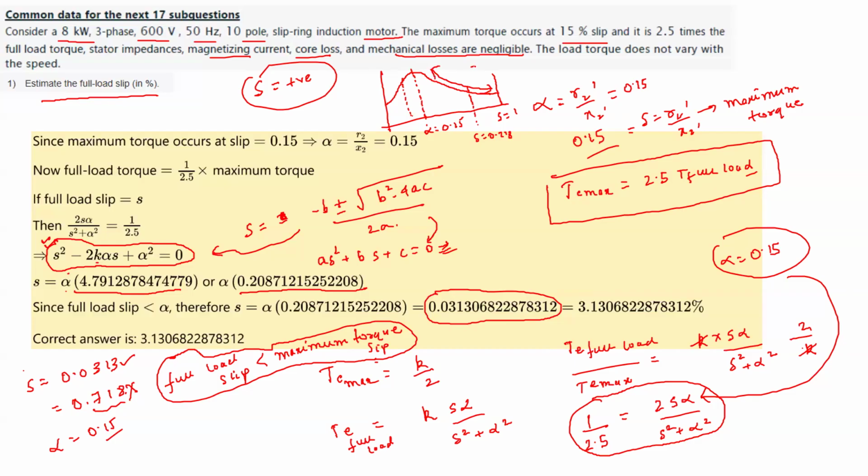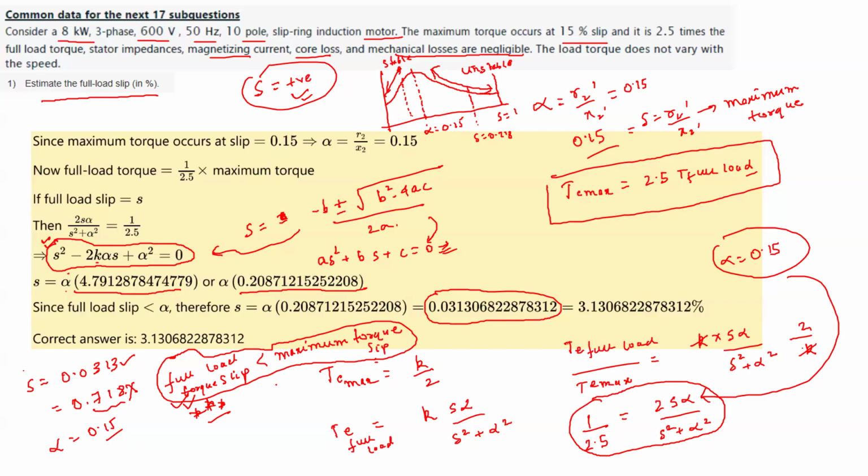In the sir's lecture he has discussed that this is the unstable region. Generally we operate in this region, which is the stable region. That is why the full load torque slip should be less than this slip value. You have to ensure that your full load torque slip is less than the maximum torque slip. This is important. After solving, two things you have to ensure: one, that your slip should be positive, and two, that your calculated full load torque slip value should be less than the maximum torque slip.